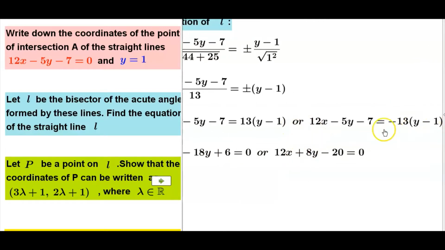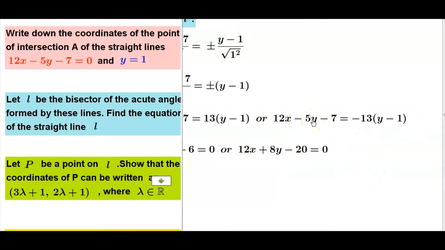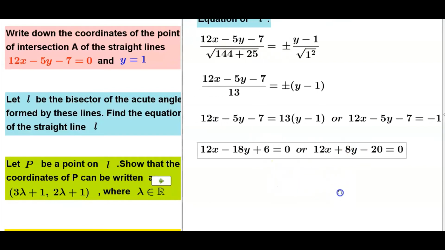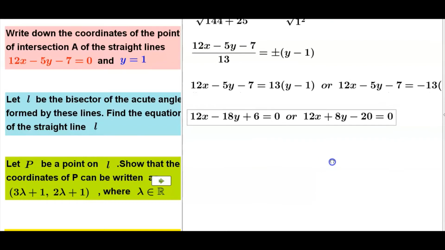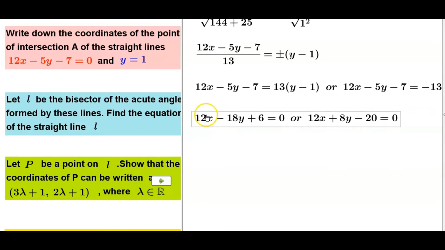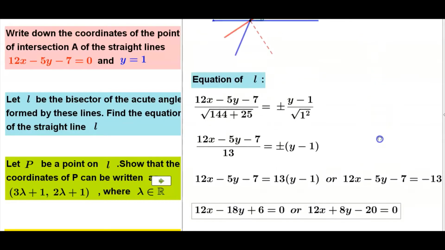Or simplifying the other one, 12x minus 5y, minus 13y comes here as plus 13y, so 13y minus 5y is 8y, and minus 7, 13 comes here as minus 13, therefore minus 20 equals 0. Therefore, for L, the acute angle bisector, we got two equations: 12x minus 18y plus 6 equals 0, or 12x plus 8y minus 20 equals 0. Which is the suitable equation for L?